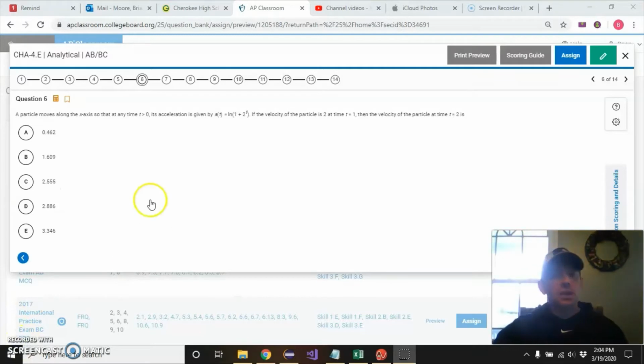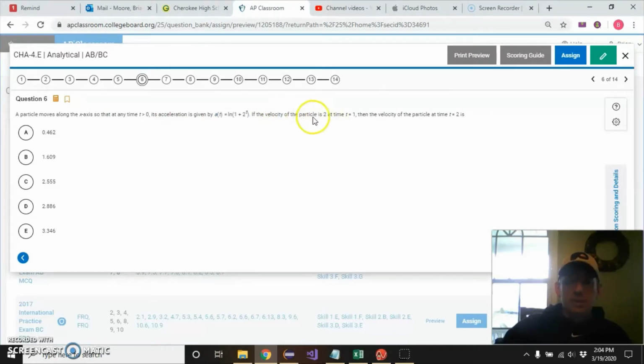Okay, here we are, number 6. We have an acceleration function, another ugly one, and we are given a specific velocity at t equals 1, and then we're asked for the velocity at t equals 2. So this is a lot like number 5. If you integrate an acceleration function, you're going to find the net change in velocity. So just integrating that function from 1 to 2 will tell us how much the acceleration changed. Sorry, how much the velocity changed from 1 to 2, whatever units they are.